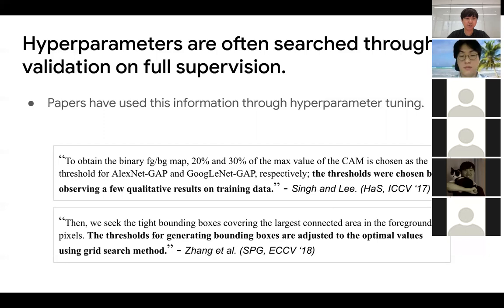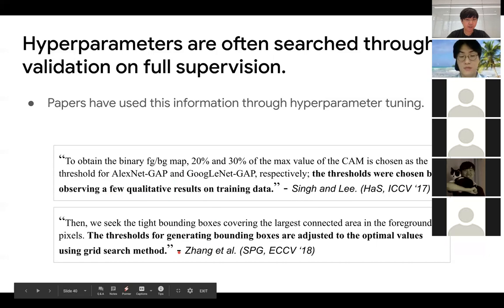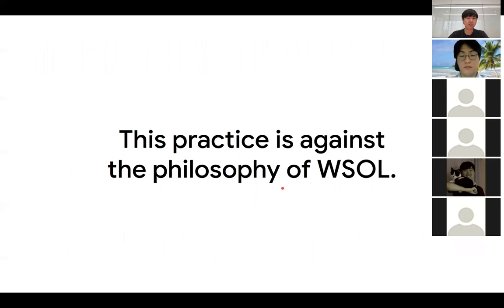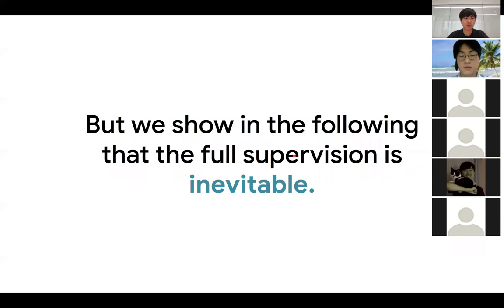Specifically, the authors of Hide-and-Seek visually inspect a few qualitative results on training data for tuning the hyperparameters. And SPG finds the optimal hyperparameters using a grid search algorithm. Clearly, this practice is against the philosophy of WSOL. This is because WSOL assumes that there is only image-level class label. However, the implicit full supervision for WSOL is actually inevitable. We will show why WSOL is not solvable only with image-level labels.